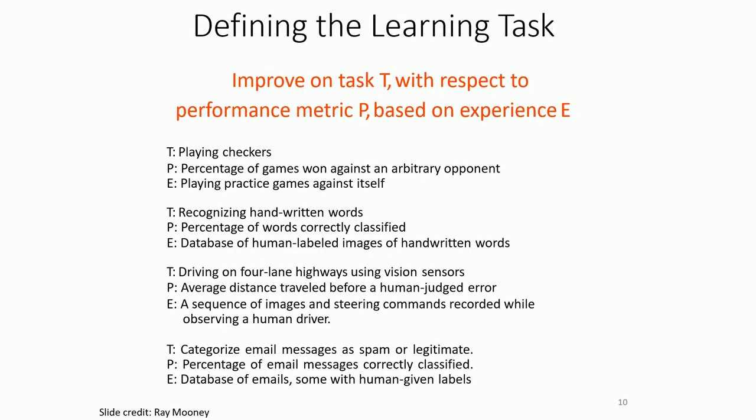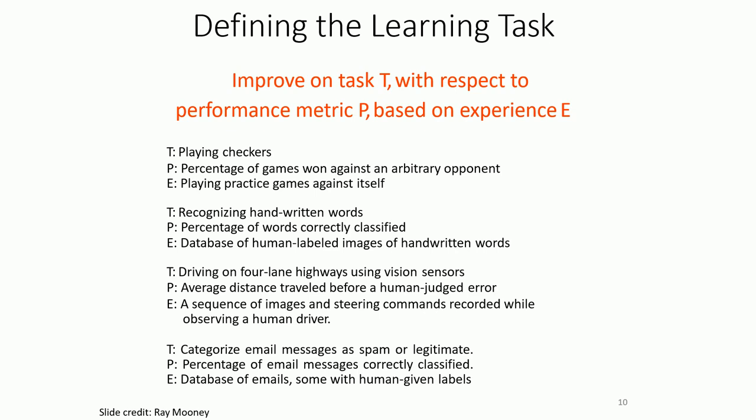Like if we improve on a task, say the task of playing checkers, the performance P is the percentage of games won against an arbitrary opponent, where experience E is playing practice games against itself. So any problem can be broken down into these three fundamental concepts. One is task, another is performance metric, another is experience. And this is how we learn, right? And if we break things down into sub goals, we can further design it in a machine, and that machine will become artificially intelligent.